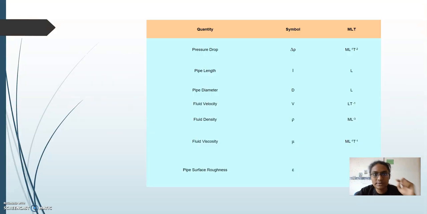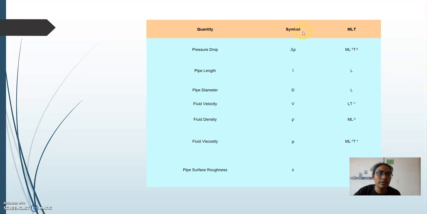We will use the MLT procedure where, for example, we have a pressure drop. The symbol is delta P, and the MLT that we're going to use is ML^-1 T^-2. For the pipeline, the symbol is small l, but the MLT symbol that we're going to use is the capital L.